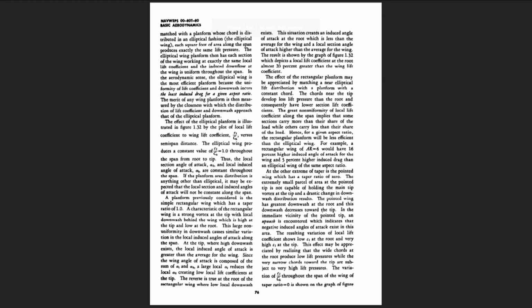The effect of the rectangular planform may be appreciated by matching a near elliptical lift distribution with a planform with a constant chord. The chords near the tip develop less lift pressure than the root and consequently have lower section lift coefficients. The great non-uniformity of local lift coefficient along the span implies that some sections carry more than their share of the load while others carry less than their share of the load. Hence, for a given aspect ratio, the rectangular planform will be less efficient than the elliptical wing. For example, a rectangular wing with an aspect ratio equal to 6 would have 16% higher induced angle of attack for the wing and 5% higher induced drag than an elliptical wing of the same aspect ratio.